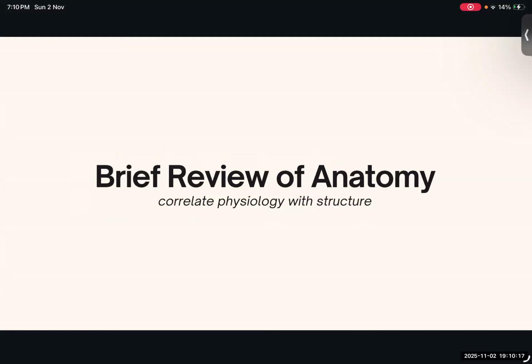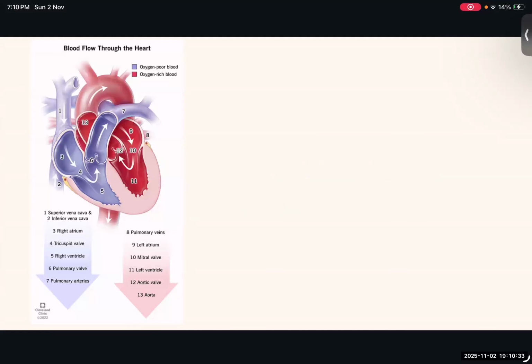So, first of all, what is very important for you guys to keep in mind is that the anatomy of the heart is very much related to its physiology, especially when we start talking about things like pressure. So, let's do a very brief overview of the anatomy. So, first things first, how does the blood flow through the heart?